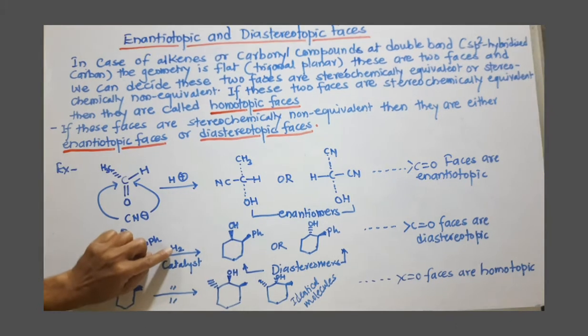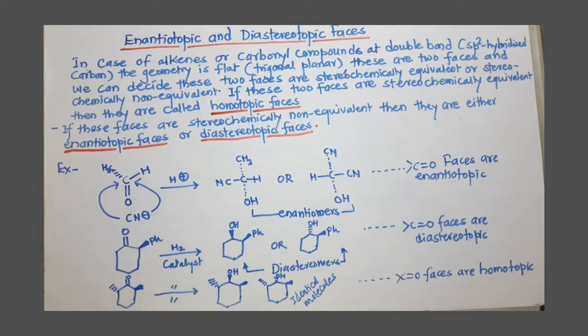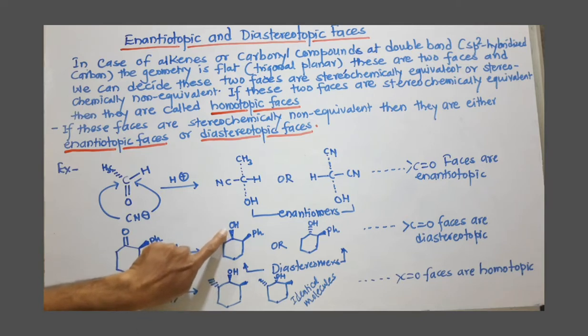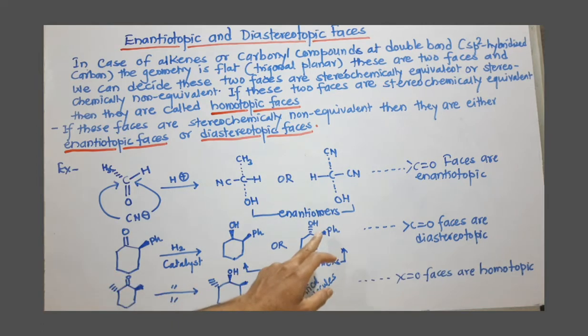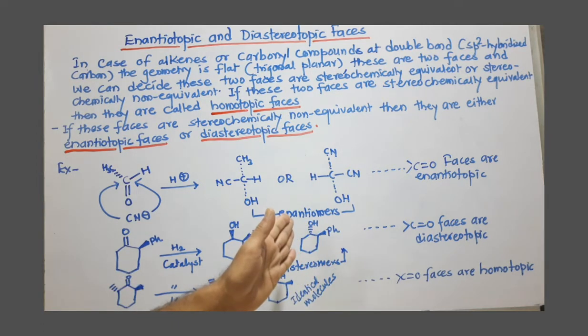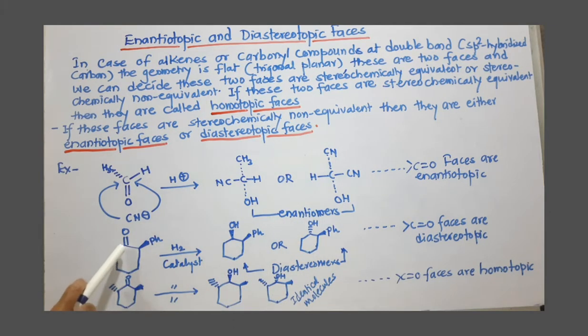So there are two possibilities, whether these two hydrogens are coming from the upper side or from the lower side. If they are coming from the lower side, this group will move above the plane. And if it is going from this side, then this OH group is below the plane. So there are two possibilities. These two are not mirror images of each other, but they are isomers. So these are diastereomers. If these two are diastereomers, the two faces of this carbonyl group are diastereotopic faces.